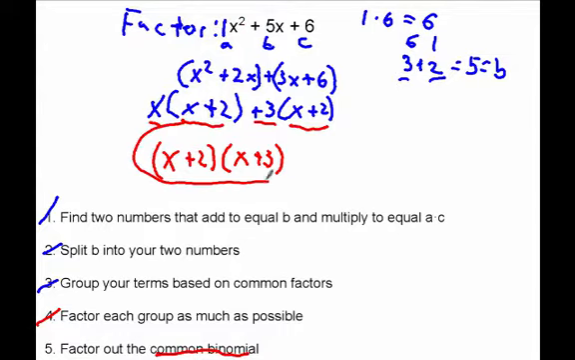And we are finished. You can think of this as just going backwards from our lesson on multiplying two binomials. We're simply starting with the trinomial and working our way backwards to get the two binomials that multiply to get it. So we're done with part 5. This is our answer, x plus 2 times x plus 3. Let's look at one more example.